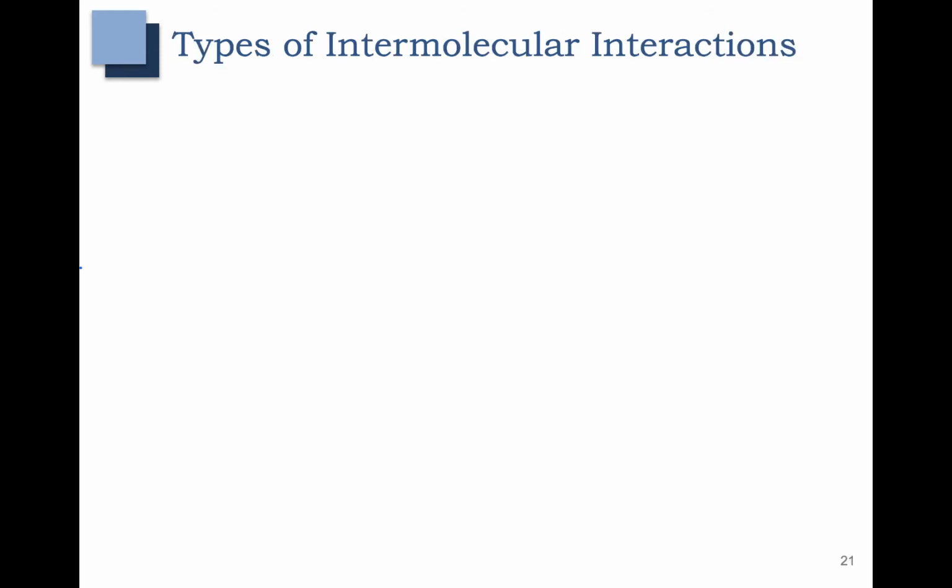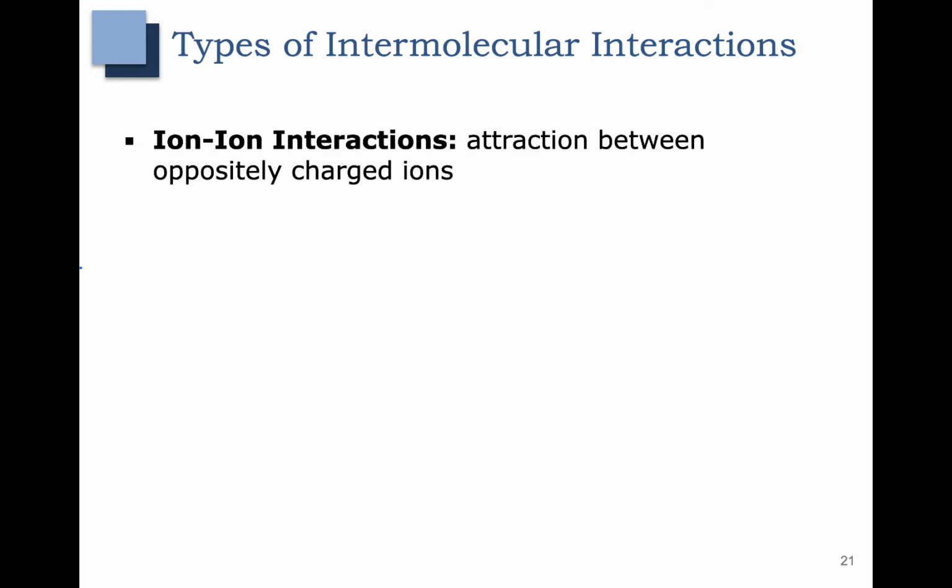There are four main types of intermolecular interactions. The first and strongest are ion-ion interactions. Ion-ion interactions are attractions between positively and negatively charged ions. For example, sodium chloride has a positive charge on the sodium and a negative charge on the chlorine. That interaction is considered to be an ion-ion interaction.